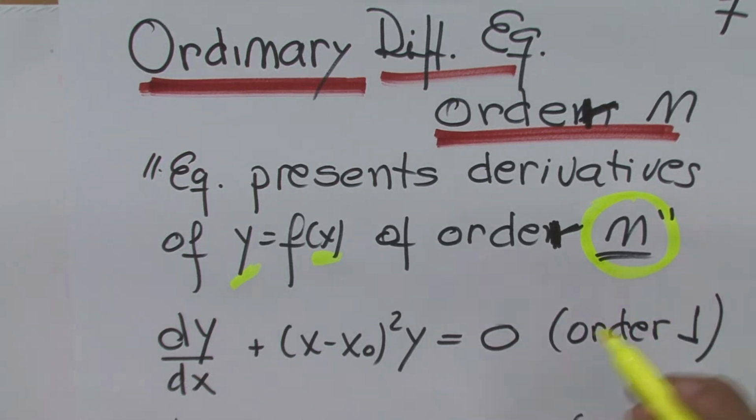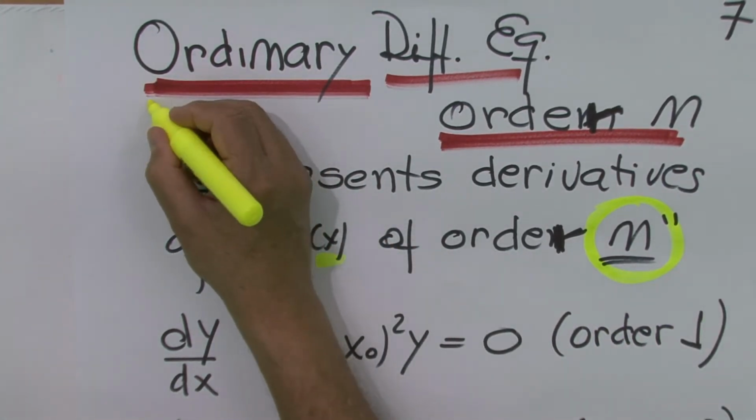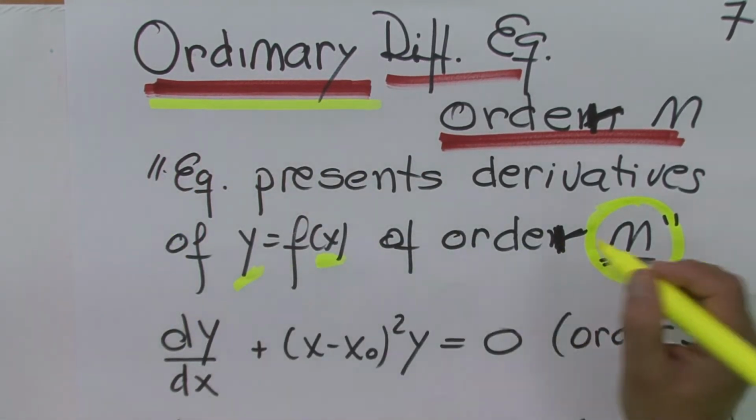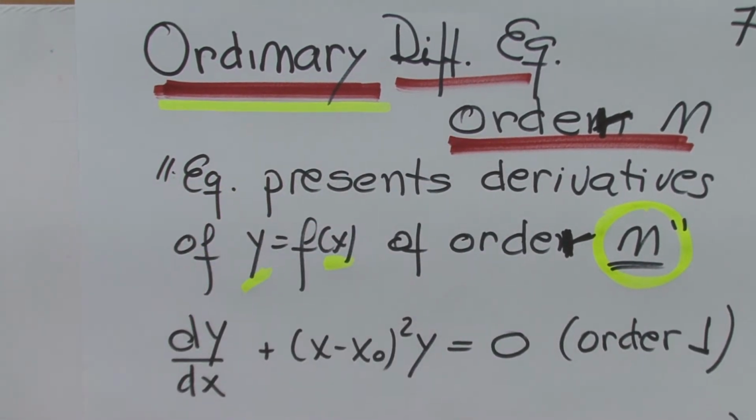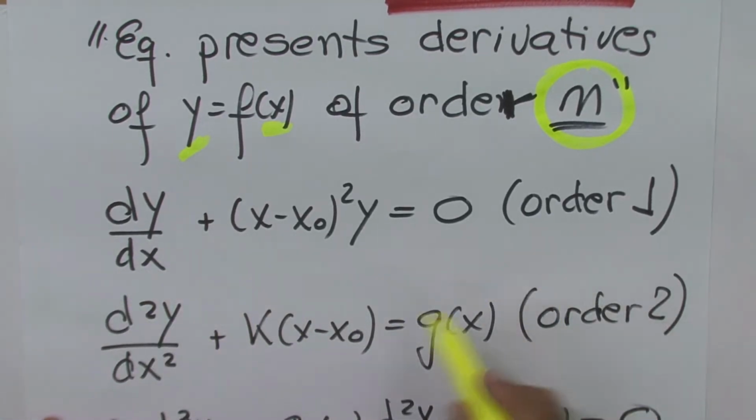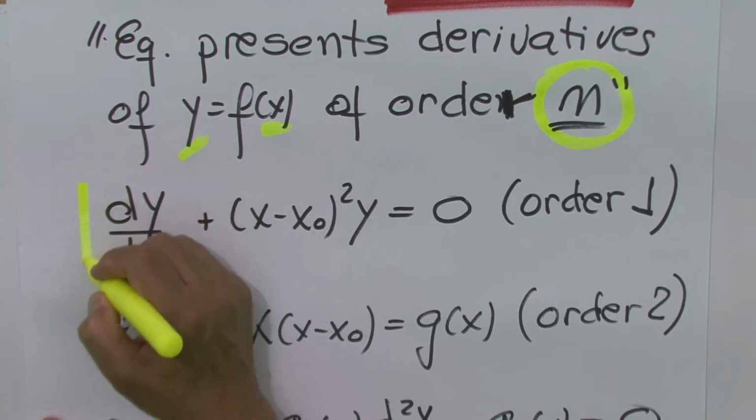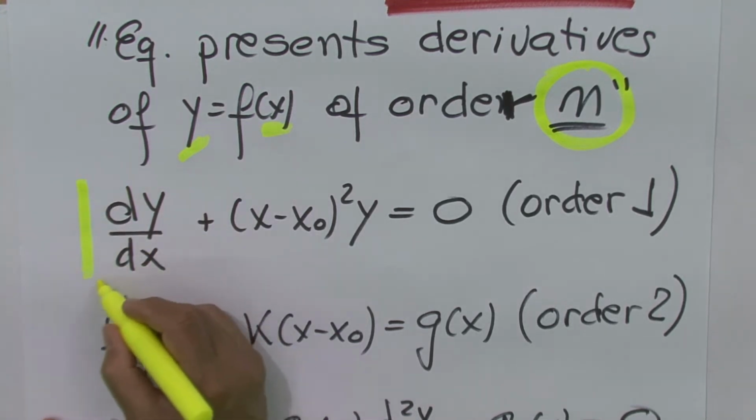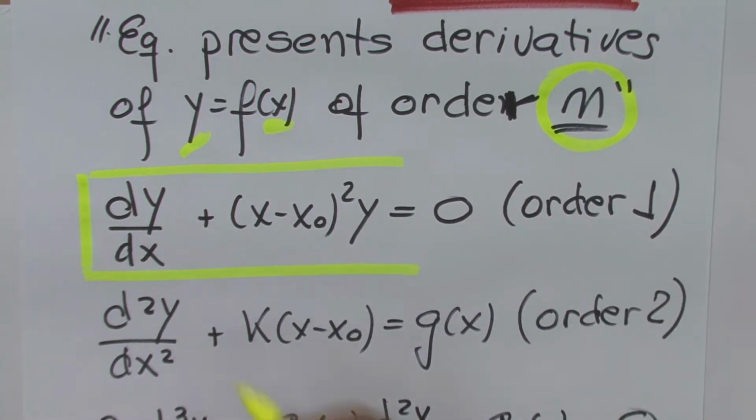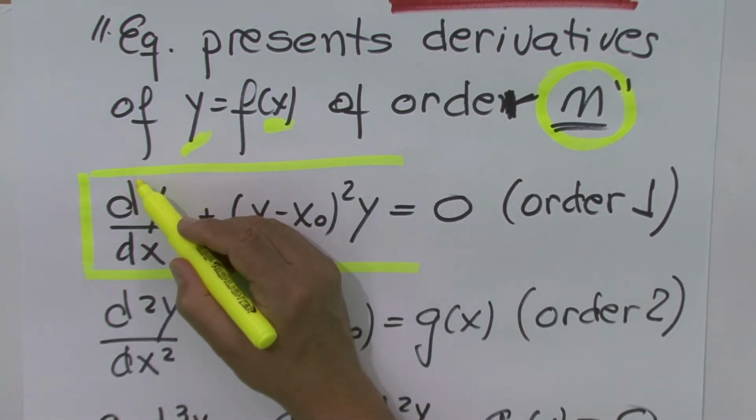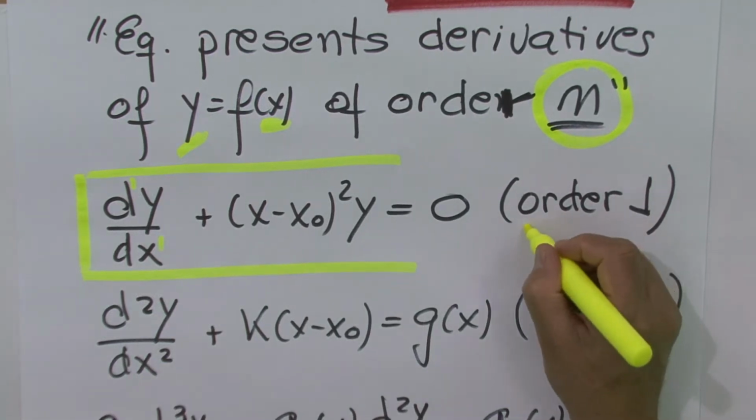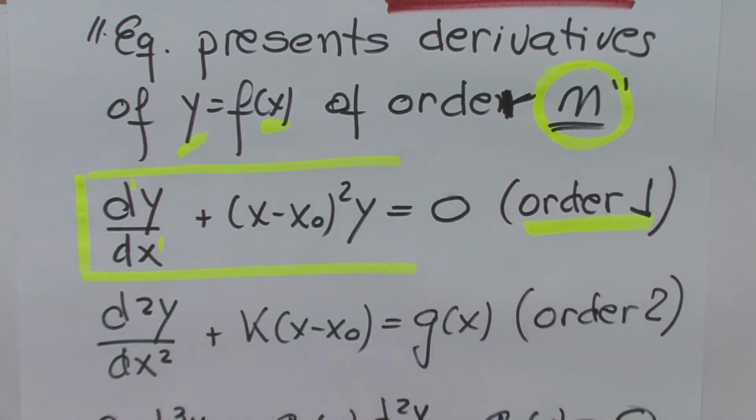And the order of an ordinary differential equation is nothing more than the highest derivative you find. So, examples. Here's an example. This is a differential equation. You can almost identify what it is for. It is a differential equation that involves only a derivative of order 1. So it's an order 1 ordinary differential equation.